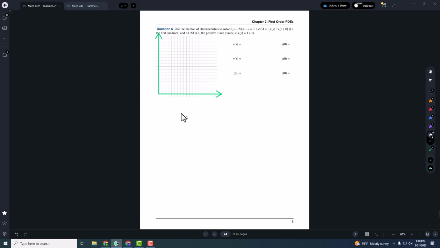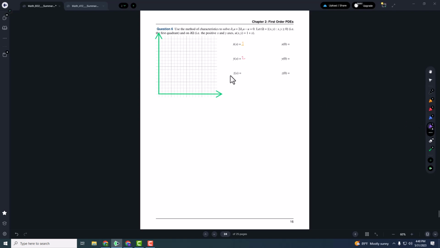Let me get rid of that mark. Okay, and now we're going to see something interesting happen when we start working on this. So x dot of s is going to be equal to 1. But now what is x of 0 going to be? There's going to be something interesting going on here. We'll deal with that in just a moment. y dot of s is going to be equal to 2.